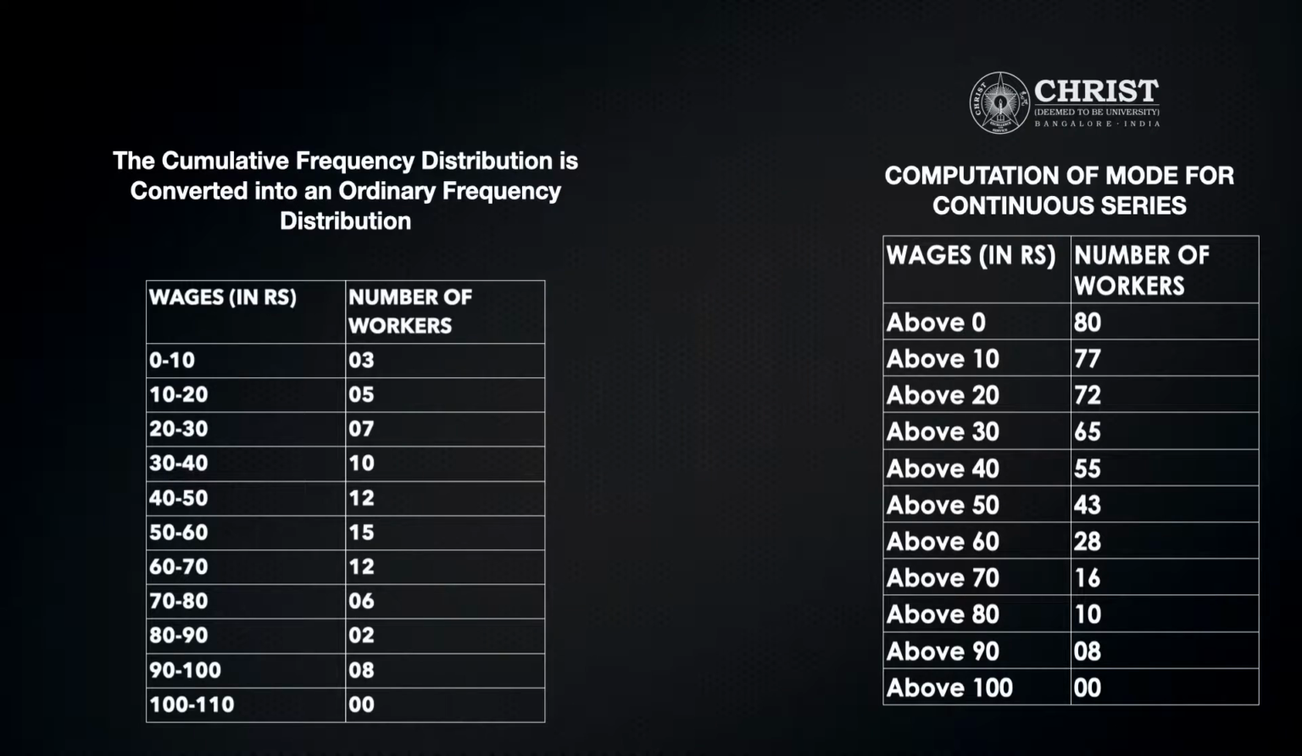Now we have to do the grouping table and analysis table, because if you see that highest frequency is against 50 to 60, that is 15. The next highest frequency is at 12, one is preceding the model class, that is 40 to 50, and one is succeeding the model class, that is 60 to 70. So the difference is marginal. We have to do the grouping table.